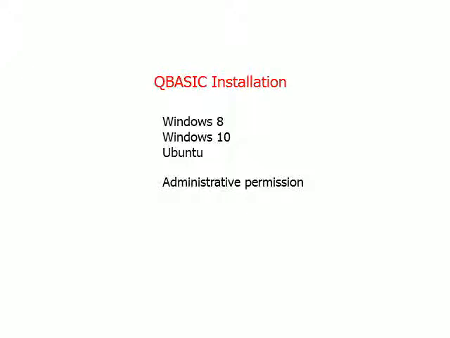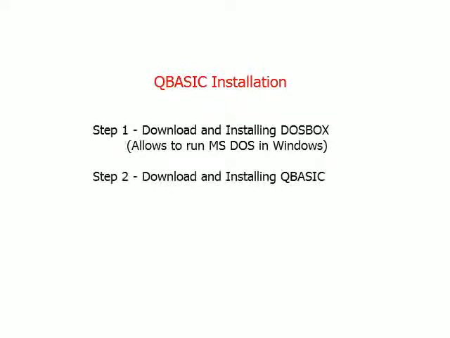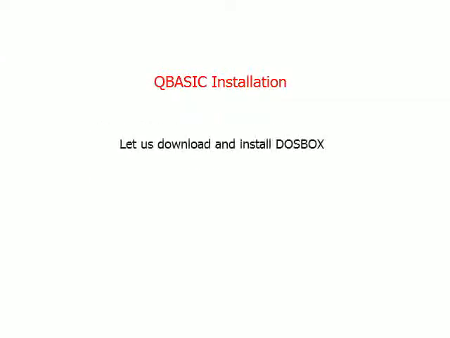Installing QBasic is a two-step process. In the first step, you will install a software called DOSBox. DOSBox is a software that allows you to run MS-DOS operating system in Windows or Linux operating systems. It is a system in a system. You need not worry much about it. Second step is to download QBasic software itself. So let's begin by first downloading and installing DOSBox.